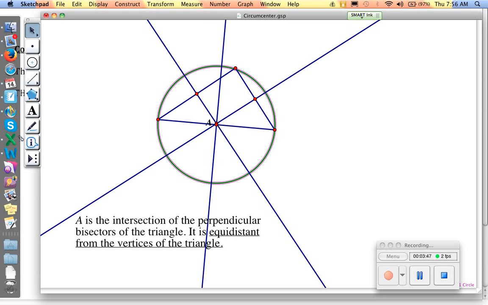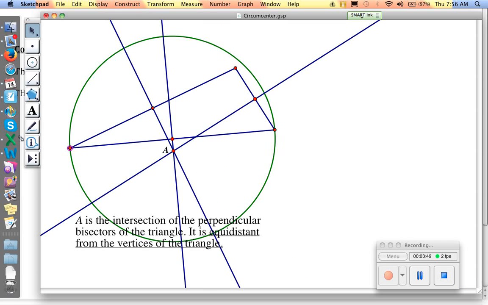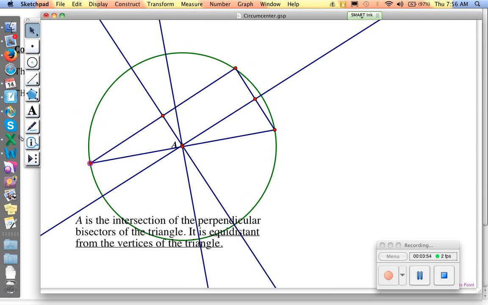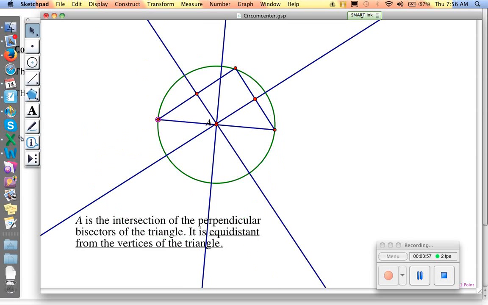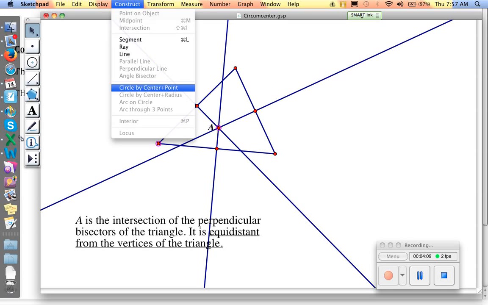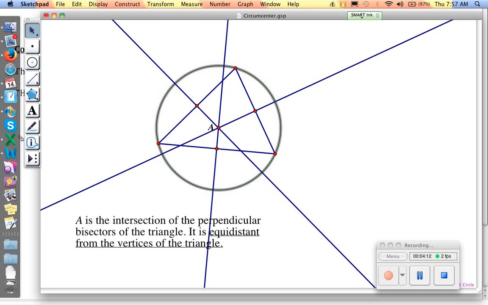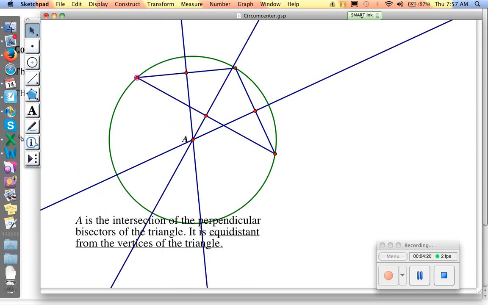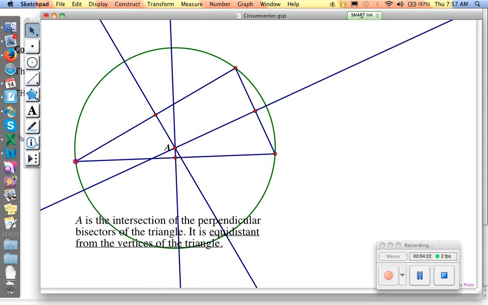Notice, no matter how I click and drag my triangle, oh, fiddle-dee, it messed up. I used the wrong center. Okay. That's my mistake. Let's try that again. I can construct the circle that will touch each of the vertices. Notice no matter how we click and drag this triangle, the circle is always touching its vertices.